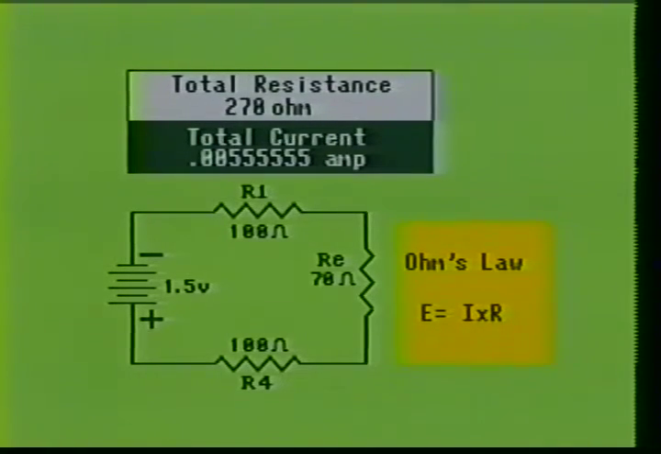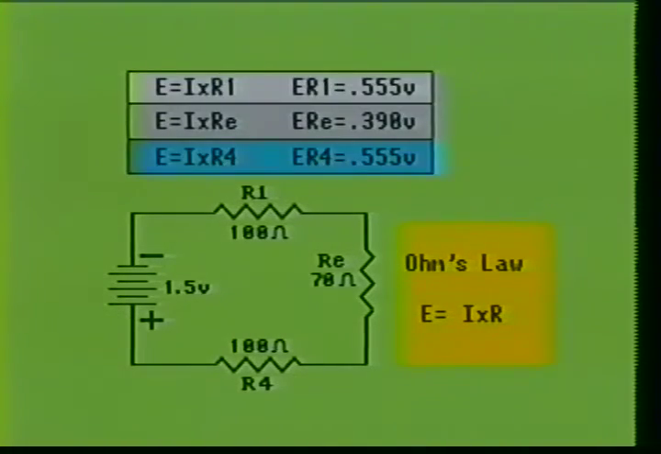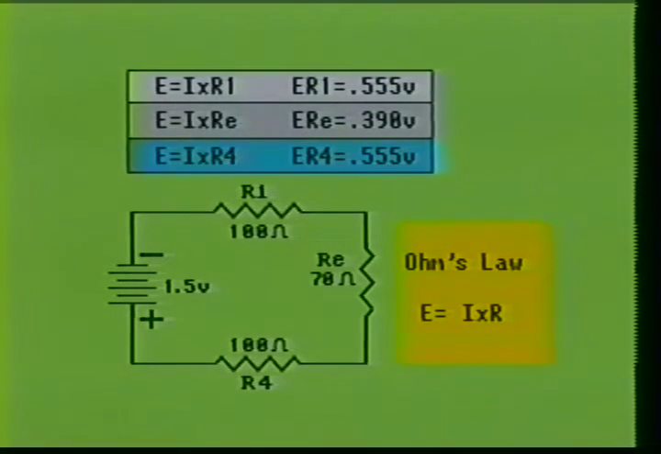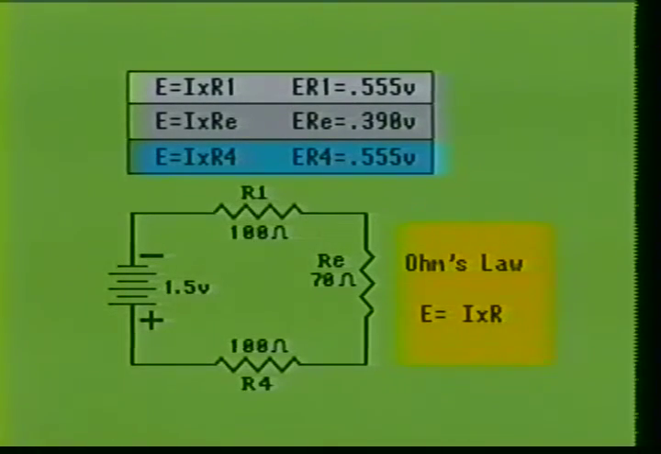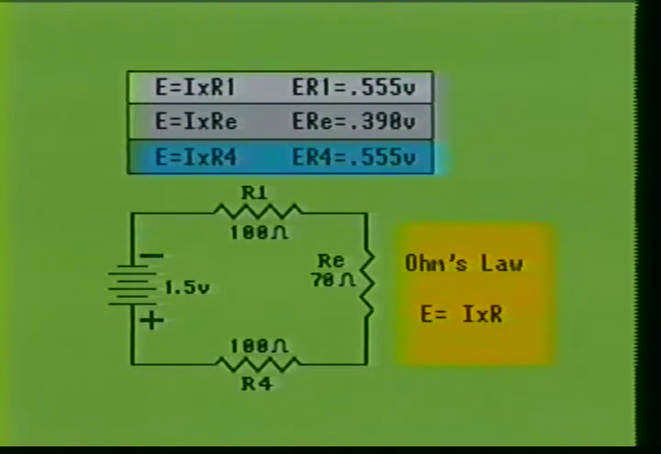We now know the total current flow and the resistance of the circuit, so we will now use Ohm's law formula E equals I times R to calculate for the voltage drop across each resistor. When we multiply the current times the value of R1, we show R1 has a voltage drop of 0.555 volts. When we multiply the current times the R2-R3 equivalent resistance of 70 ohms, we see that R2 and R3 will have approximately 0.39 volts. The actual voltage drop across RE is 0.388885 volts.